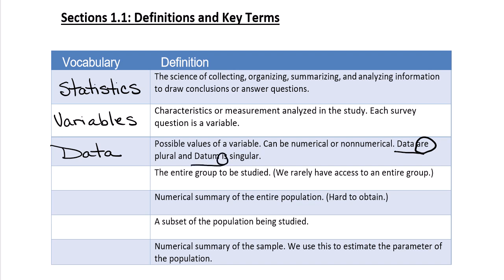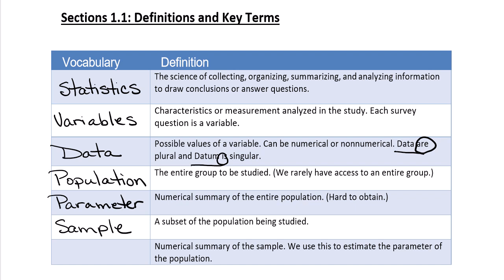The entire group that we are studying is called the population, and any numerical summary of the entire population is what we would call a parameter. Oftentimes, an entire population and its parameter are very difficult to obtain. So we would take a smaller group of the population, a subset, and call that our sample. Any numerical summary of our sample, we call a statistic.